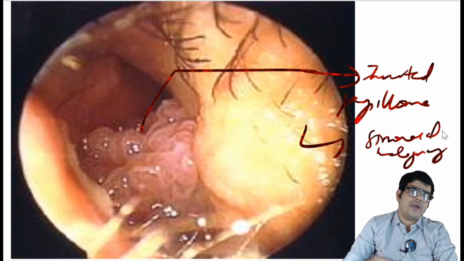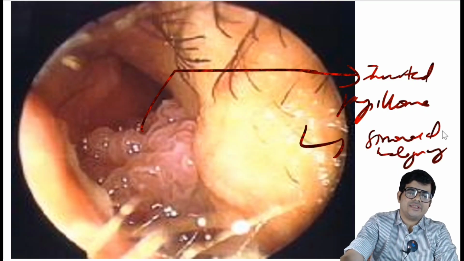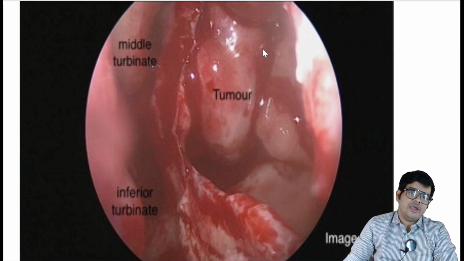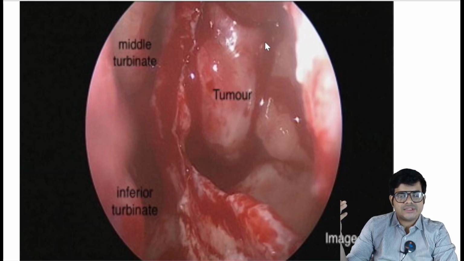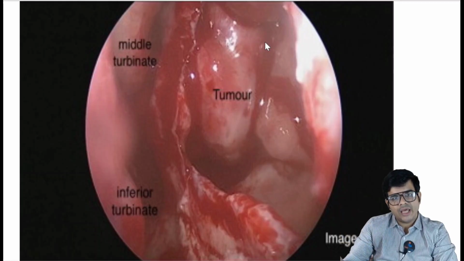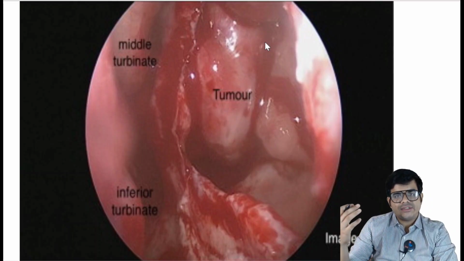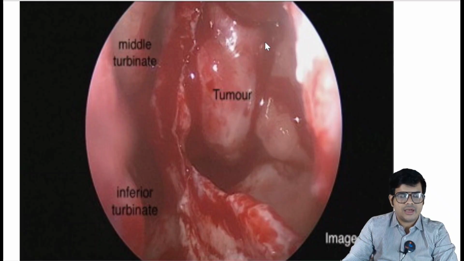Okay, sinonasal malignancy also can present like this, and yes, it could be a tumor. If it is a bleeding nasal mass in a child, an adolescent, a male child, in that case you have to suspect juvenile nasopharyngeal angiofibroma. I have seen CT reports of juvenile nasopharyngeal angiofibroma written as polyposis. There are typical findings in case of JNA, which you will be learning later on.